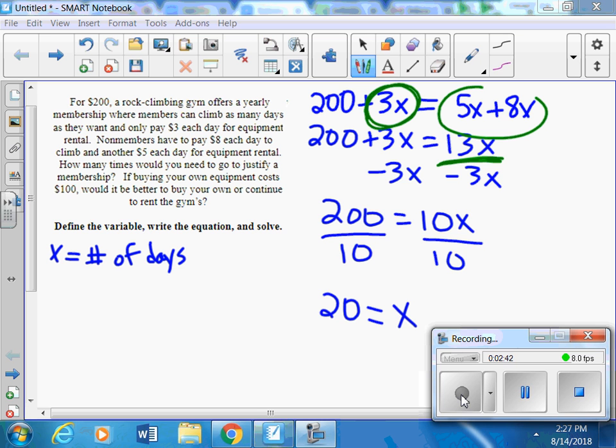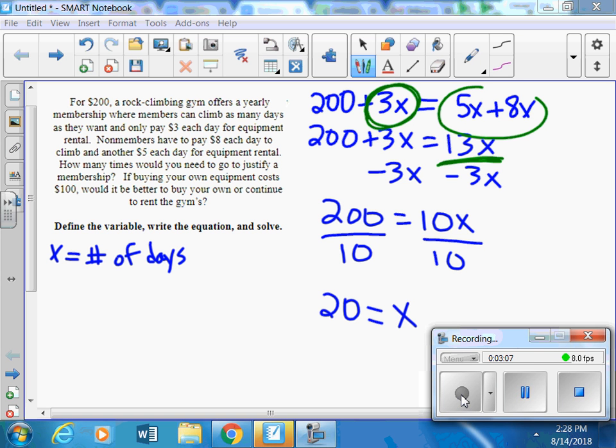Now, the thing is if you get a membership, it's going to be more money up front. So membership is $200 up front, but over time, you're going to save money because you only pay $3 per day. So if you plan to go more than 20 days, get a membership. If you're going to go less than 20 days, don't get a membership, and then you just need to justify that in your answer.